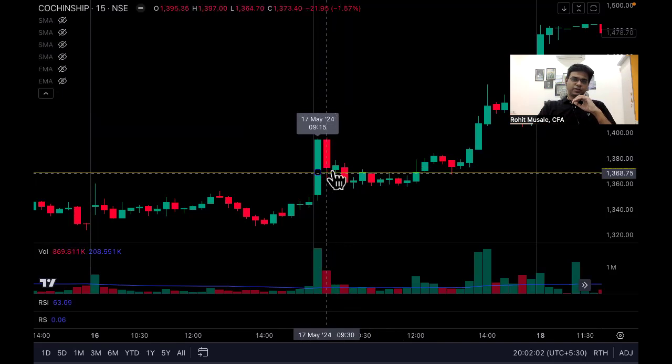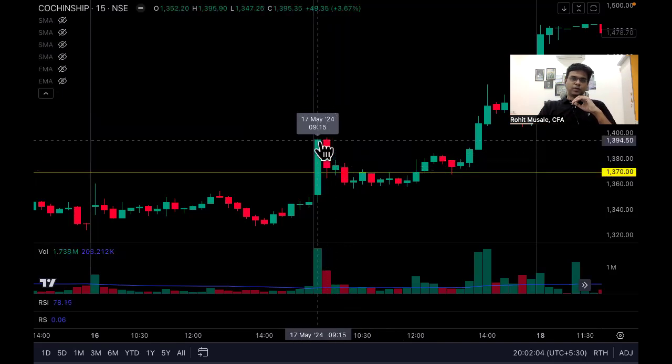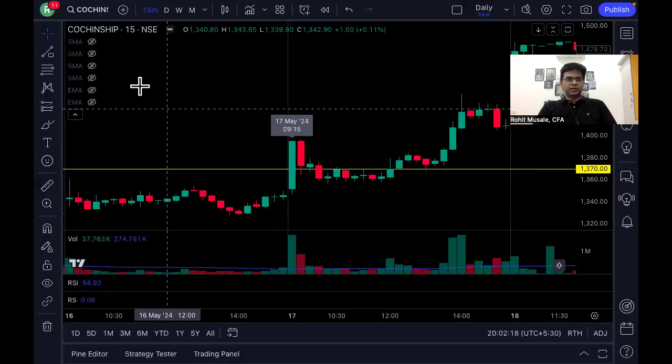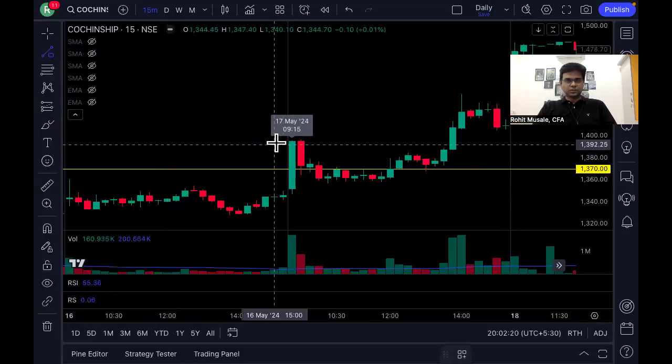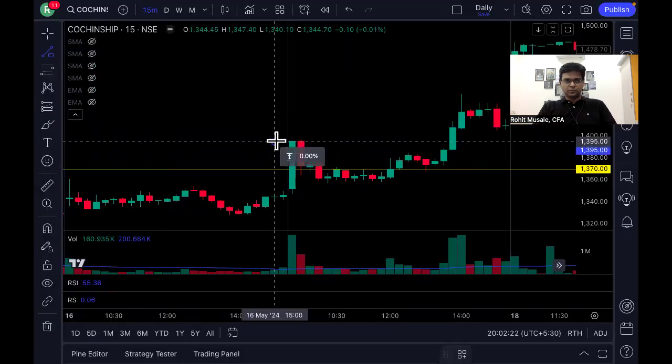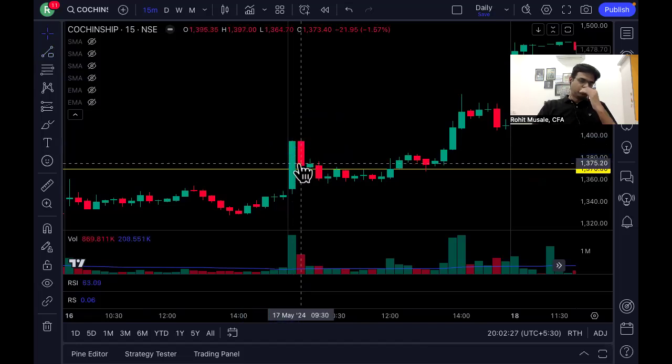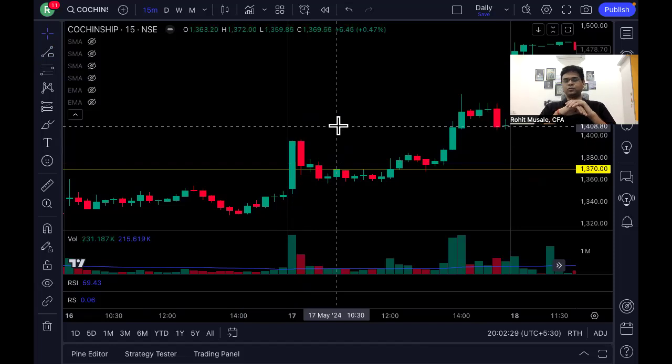So if you look at the second candle, the close is below my buying price. The buying price is the close of this candle. I always wait for the close. So since it did not give me a follow through, I just exited the stock. Okay. So from here to here, it's roughly 1.5%. Let's look at that. How much is the loss from this point till the close of this candle? It's 1.42%. I lost 1.42% in about 30 minutes.